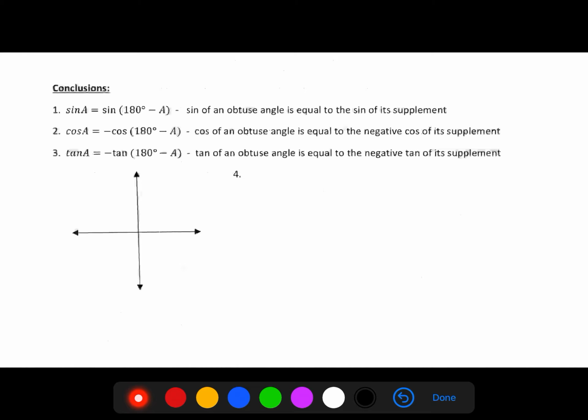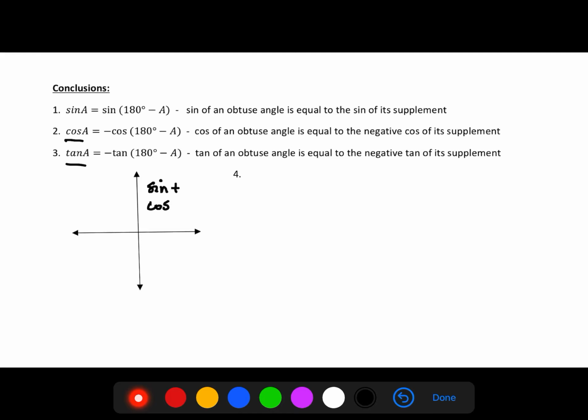So looking at our conclusions, the sine of A is equal to the sine of the supplementary angle, or 180 minus A. For cos and tangent, they are equal, but with the opposite sign. So cos A is equal to the negative cos of the angle that is subtracted from 180. And same thing with tan.